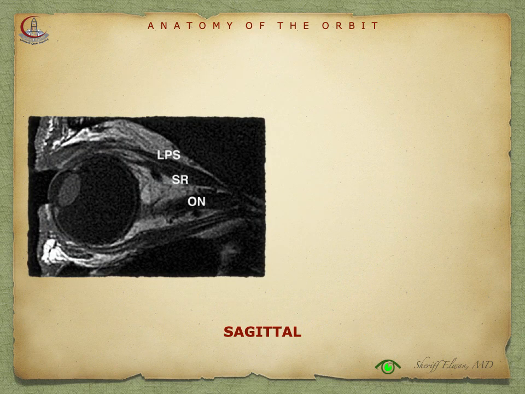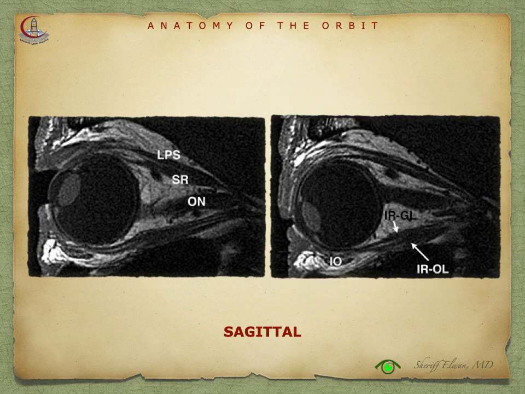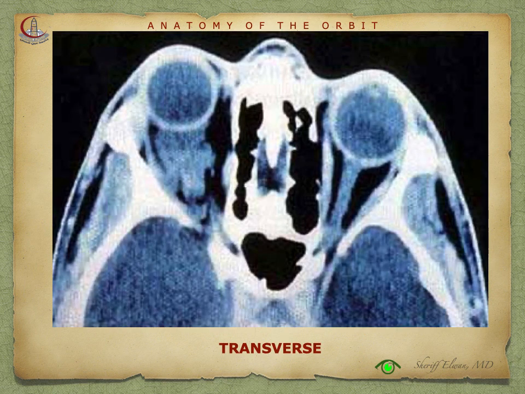Now this is a CT scan with the globe looking upwards. As you can see, this is the crystalline lens. The levator palpebrae superioris may be shown as a complex with the superior rectus and the optic nerve. Also, the inferior oblique and the inferior rectus can be shown when the globe looks down. This transverse section, and actually there is pathology here on the right orbit.